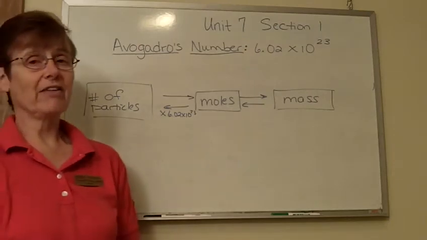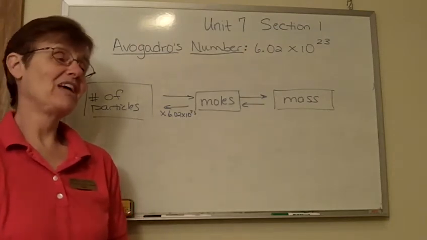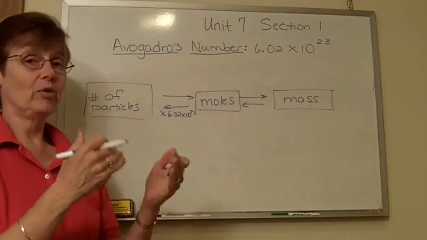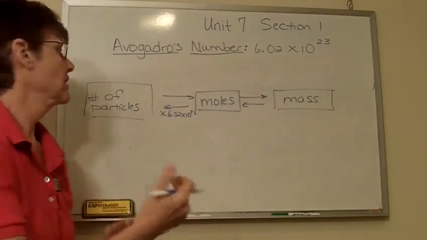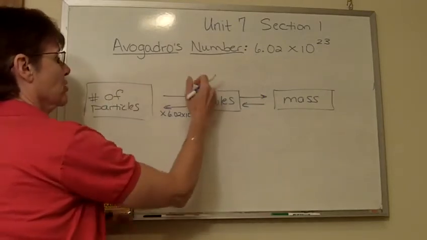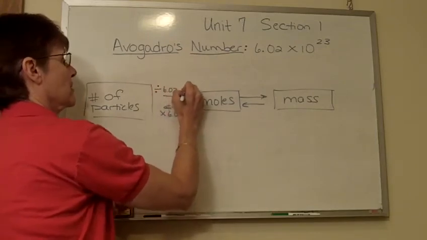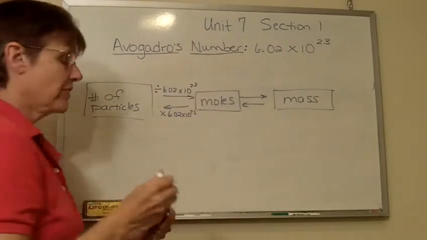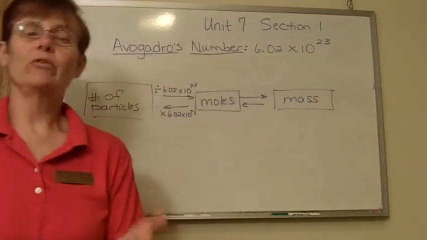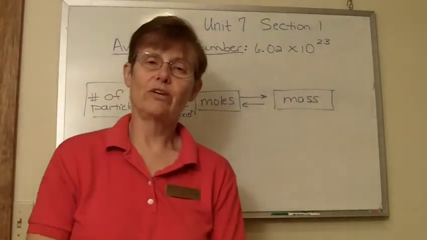Now you've taken enough math to probably figure out that the opposite requires the opposite operation. So if we want to go from the number of particles to moles, we would divide by 6.02 times 10 to the 23rd. Now think for a minute, something more familiar. You probably learned how to do this in the 3rd grade or something.